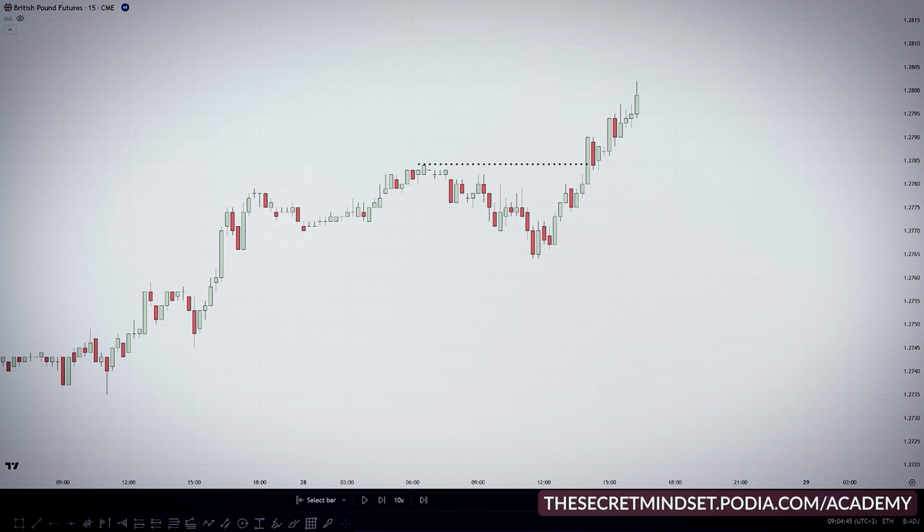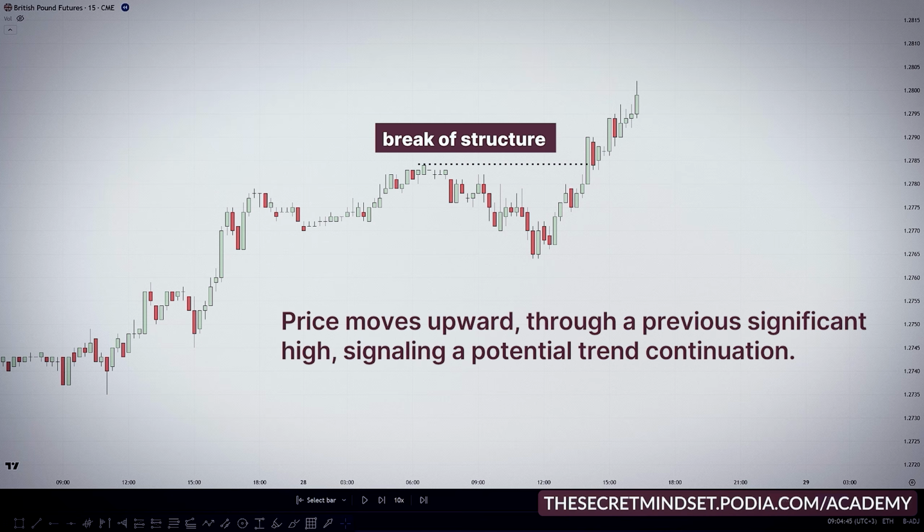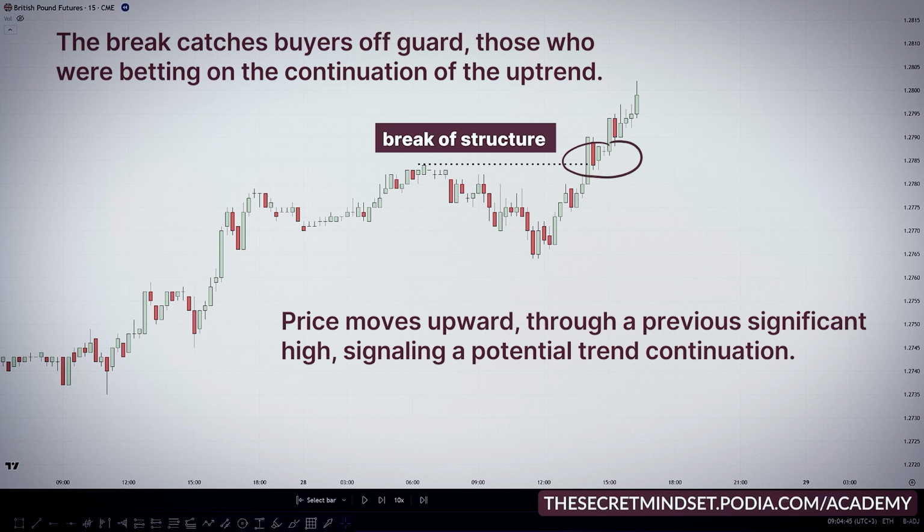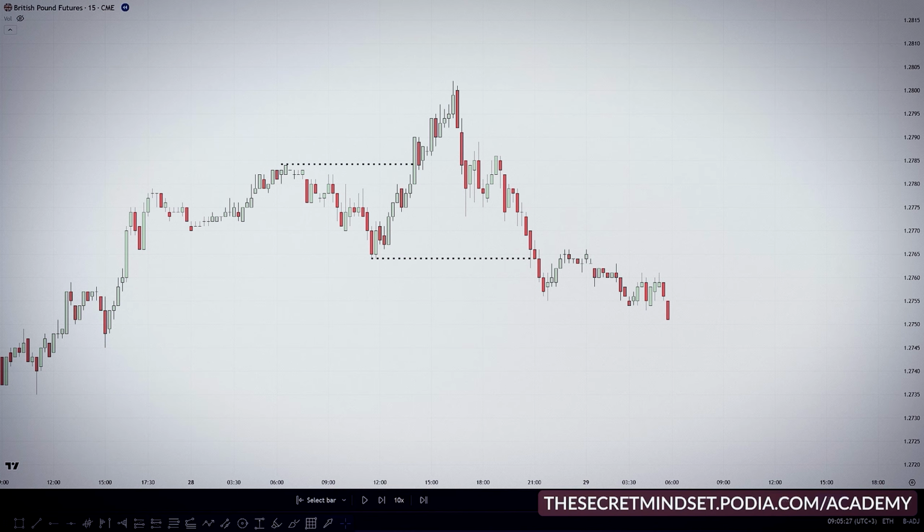Now let's break down the steps for a short signal. The first aspect to spot is a break of structure, but now we're looking for a break to the upside. So we need to see that price moves upward through a previous significant high, signaling a potential trend continuation. It's like the market is testing the waters, seeing if it can continue its previous direction. This time, the break catches buyers off guard, those who were betting on the continuation of the uptrend. After the break of structure, we need a change of character, but now in a bearish direction.